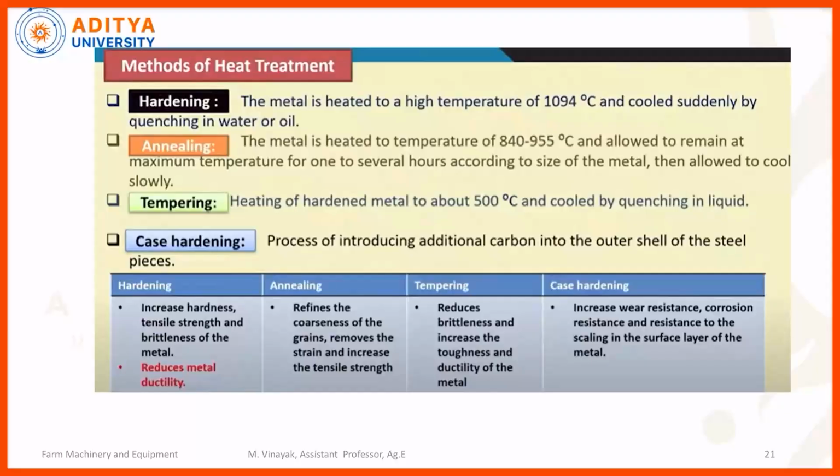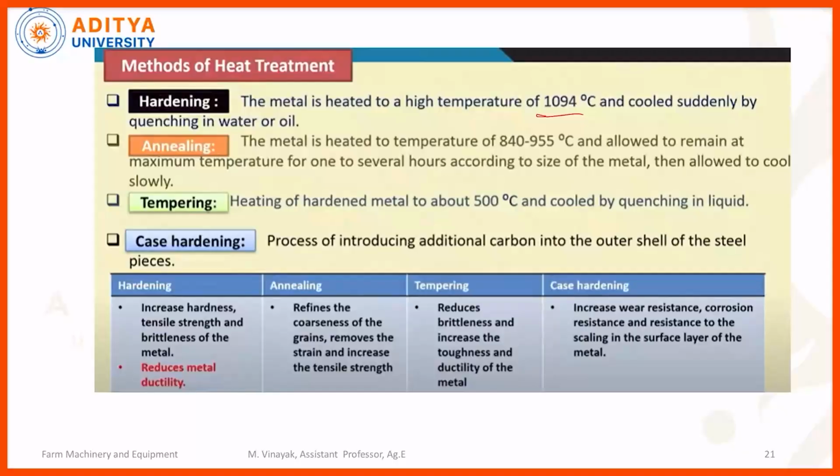In detail, here we can see some of the heat treatment methods. The first one is hardening. The metal is heated to a temperature of 1094 degrees and cooled suddenly by quenching in water or oil. Initially the material needs to be heated to 1094 degrees for a certain time. After that, the material is poured into water or oil. That is the hardening process.